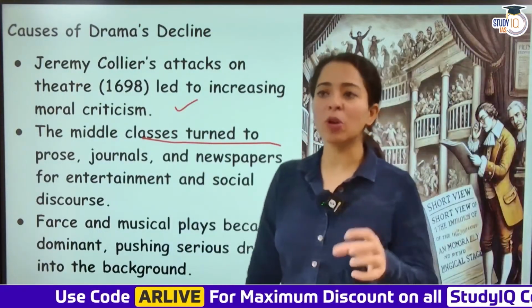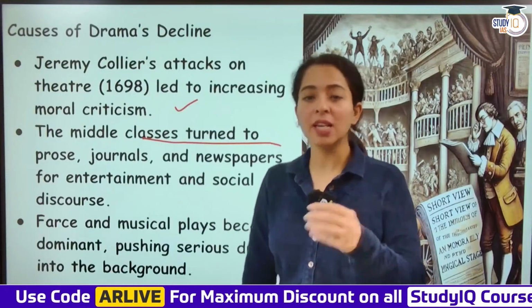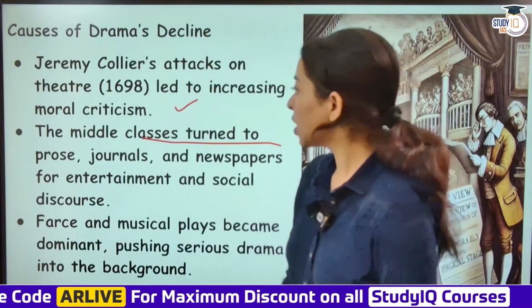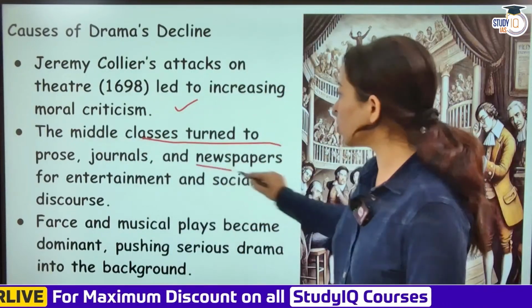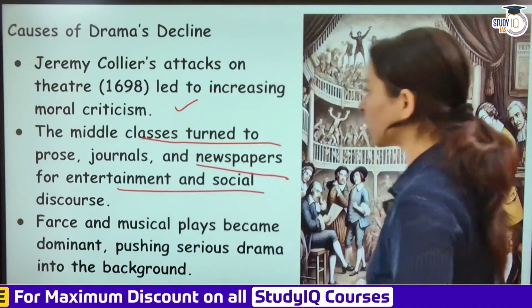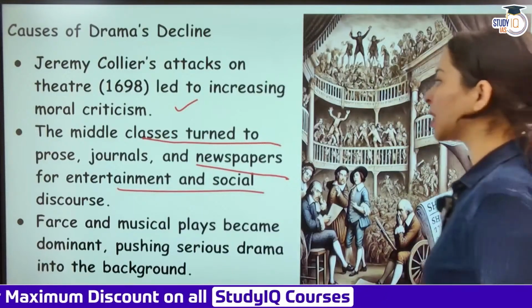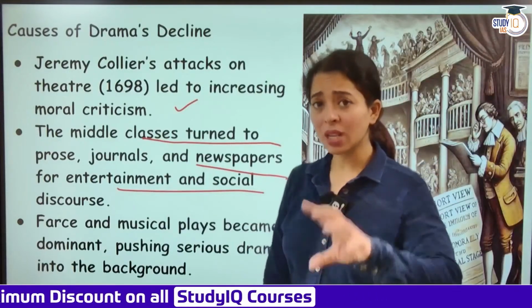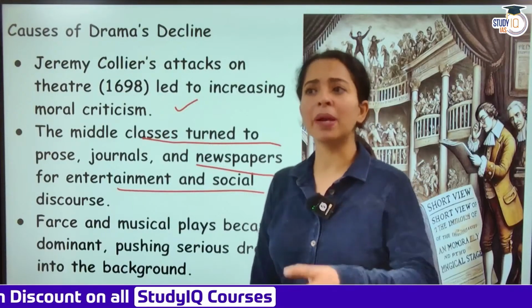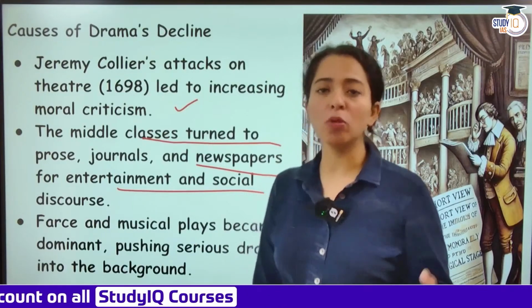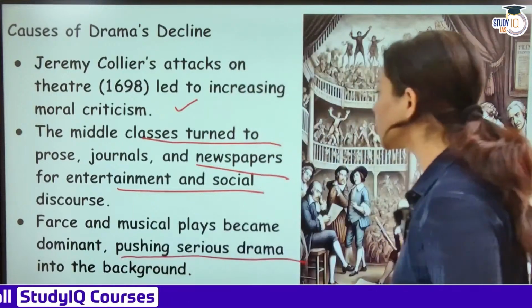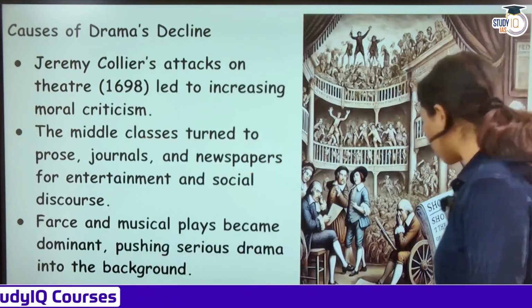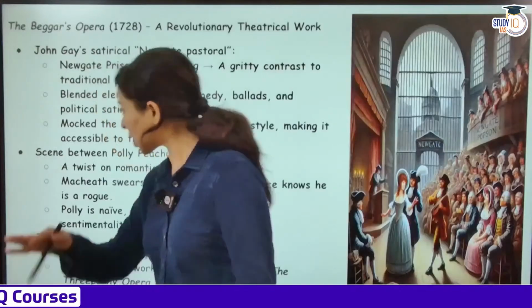And why was that coming? Because middle class was increasing, literacy was increasing. Okay, so middle classes turned to prose, journals and newspapers for entertainment and social discourse. Farce and musical plays became dominant. So when journals came, you could do all this, and musical plays, where there was music, song, dance, all that became important, pushing serious drama into the background. Okay, so drama went to the background.